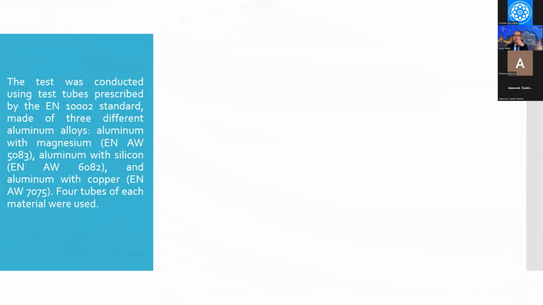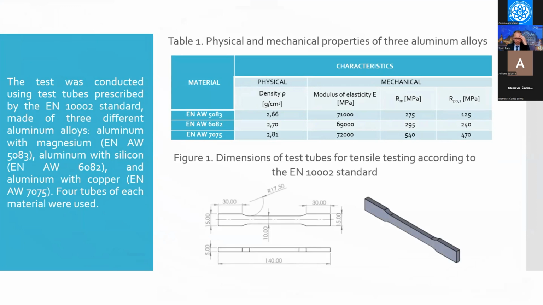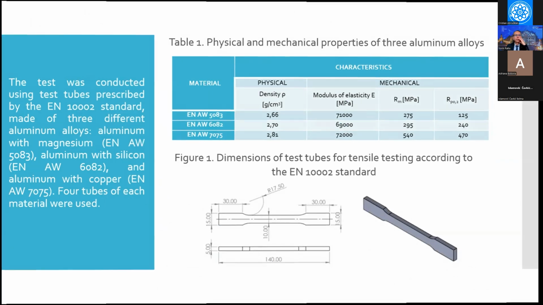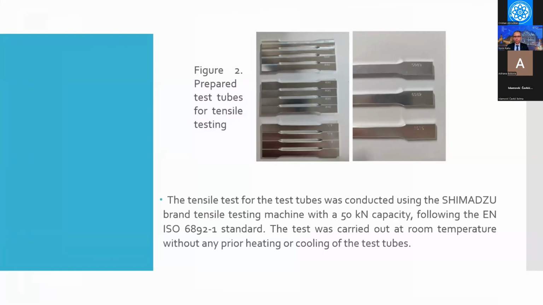Four tubes of each material were used. You can see table 1 with physical and mechanical properties of those 3 aluminum alloys, and also figure 1, which shows dimensions of test tubes for tensile testing according to the standard. The next slide shows figure 2 with prepared test tubes for tensile testing. The tensile tests were conducted using a Shimadzu tensile testing machine with a 50 kilonewton capacity, following the EN ISO 6892-1 standard.